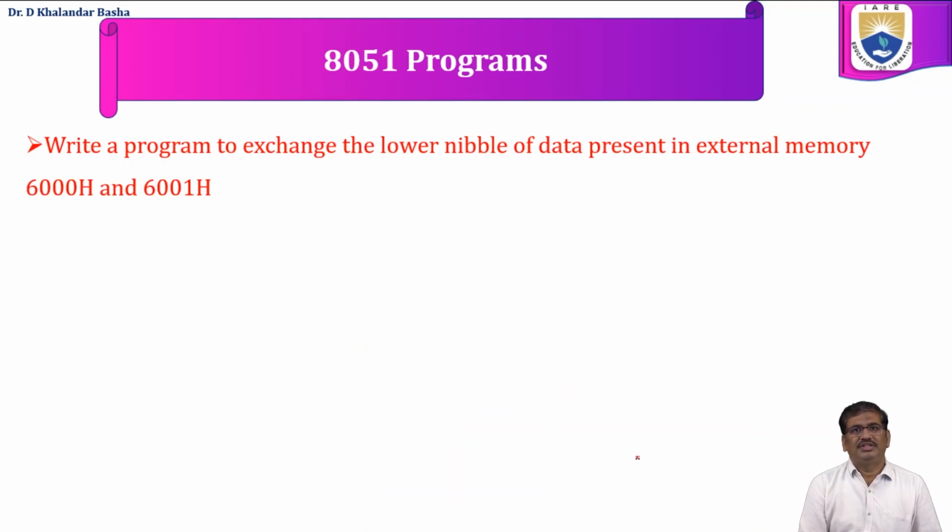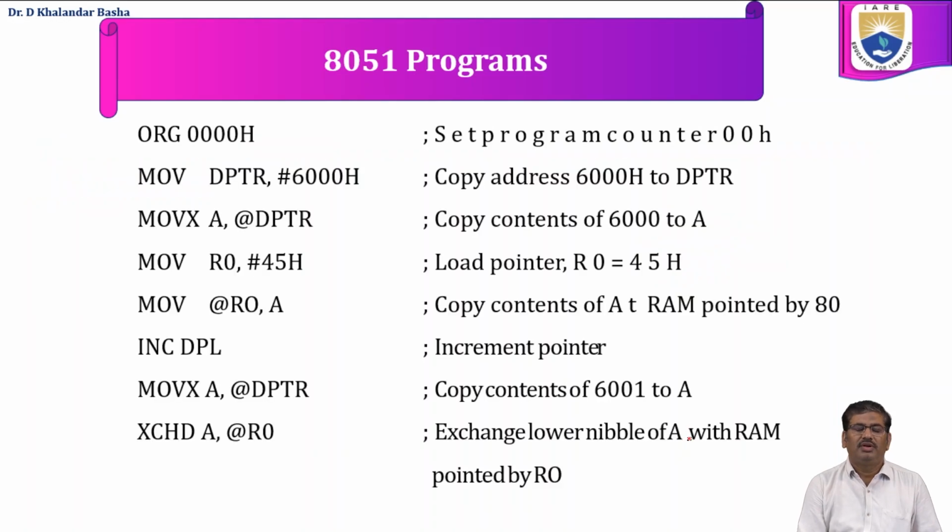Write a program to exchange the lower nibble of data present in the external memory 6000H and 6001H. So in the 6000 location and 6001 location, whatever lower 4 bits are there, we need to exchange. You will write the program with ORG 000H, indicating the program will be stored at 000H address. The external memory address is loaded into DPTR, so we write MOV DPTR, #6000H.